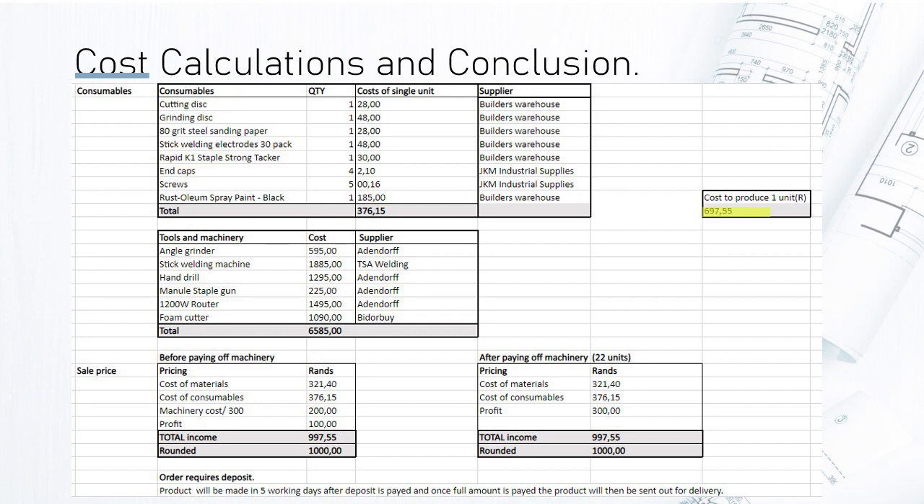The cost of producing one unit is R697.55. However, we need to also add our machinery cost to this amount. We decided to sell this stool at R1,000, with the profit being R100 for the first 22 units sold. However, after this, our profit will become R300 because our machinery costs will have been paid off. At this price, we are producing and selling the stool for less than the listed price.